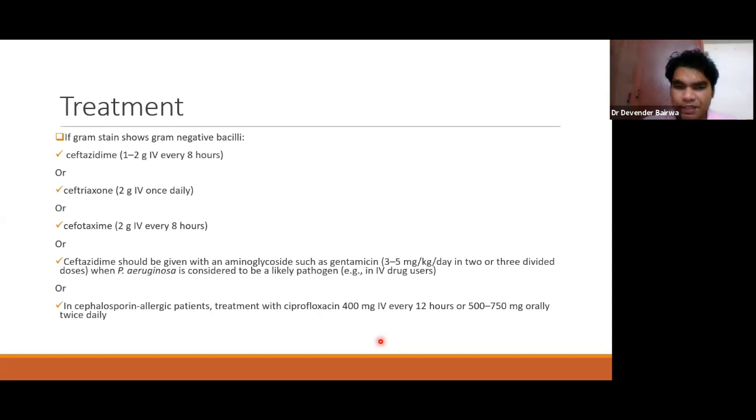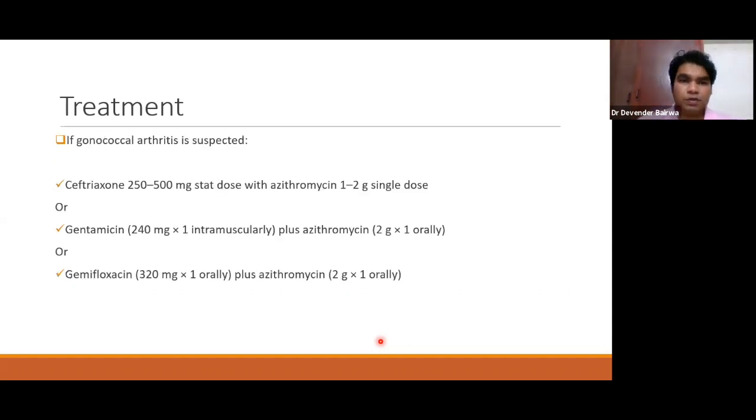then we can provide more specific antibiotic therapy. If gonococcal arthritis is suspected, then you can go with ceftriaxone or gentamicin or gemifloxacin.